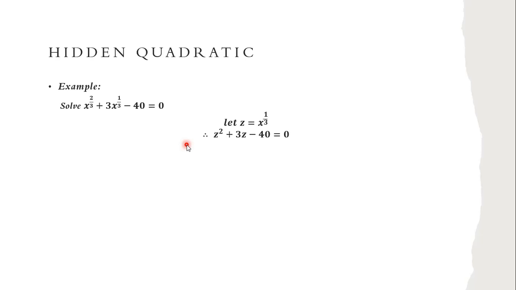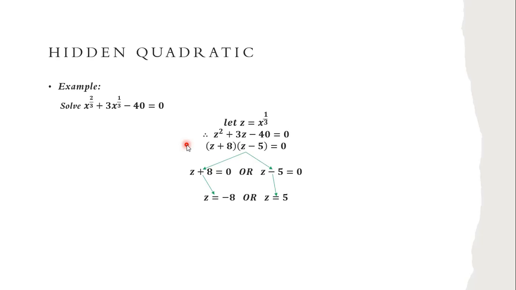Two numbers that times to make minus 40 and add to make 3. That is 8 and minus 5. So we have (z + 8)(z - 5) = 0. One of them or both of them must equal 0. So z plus 8 equals 0 or z minus 5 equals 0. So z equals minus 8 or z equals 5.